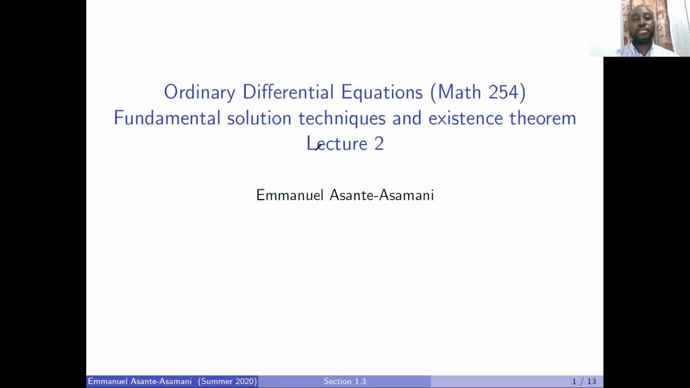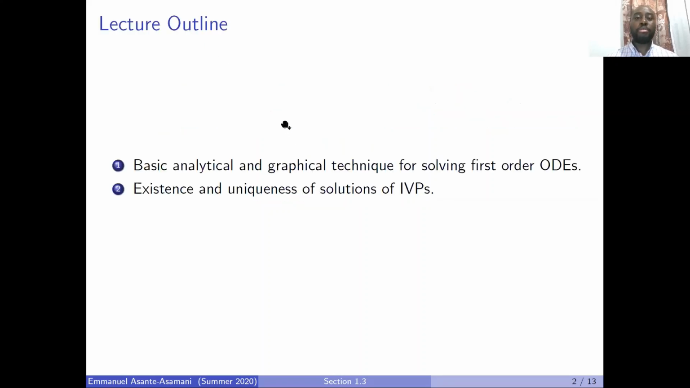So previously we have looked at what a differential equation is, and we also discussed what it means for the differential equation to have a solution and what a solution should look like. What we're going to do today is to begin to actually find solutions. Okay, so we're going to look at two techniques for finding solutions. We are only going to be focused for now on first order differential equations.